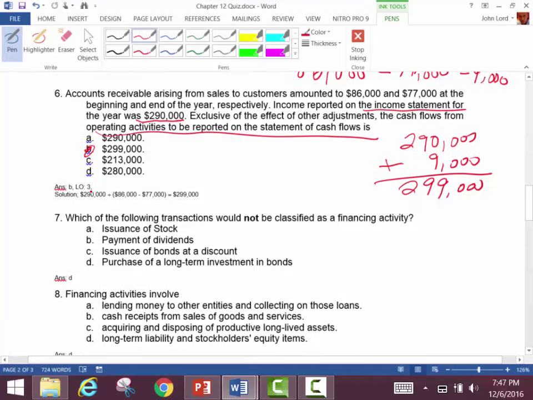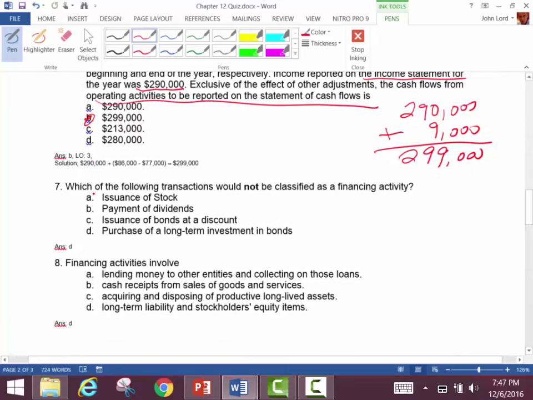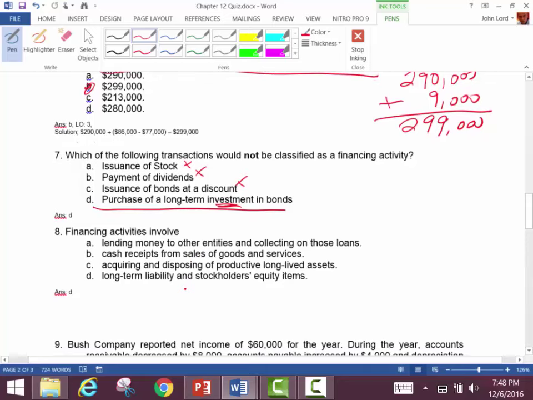Which of the following transactions would not be classified as financing? Issuance of stock is financing. Payment of a dividend is financing. Issuance of a bond is financing. Purchase of a long-term investment in a bond is an investing activity, right? Financing activities involve lending money to other entities. No, it's borrowing money. Cash receipts from the sale of goods and services, that's operating. Acquiring and disposing of long-lived assets, that's all in the investing section. Long-term liability and stockholder equity items is the financing, right?